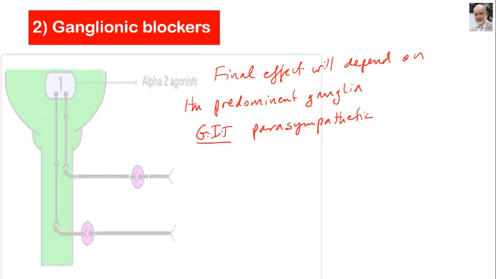Okay, so in this case, if we block the parasympathetic ganglia on the GIT, a ganglionic blocker will produce constipation, because as we know, cholinergic activity at the GIT is always excitatory. Cholinergic activity, parasympathetic, is excitatory. They increase the peristalsis at the smooth muscles of the GIT. Therefore, if this peristalsis is decreased, this will produce constipation. So this is a very common side effect.